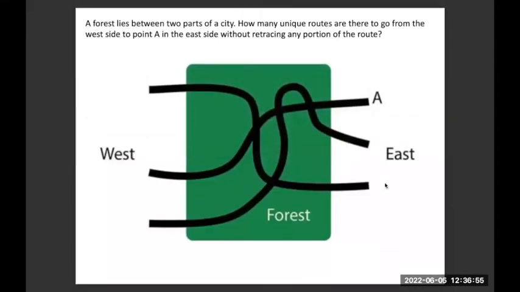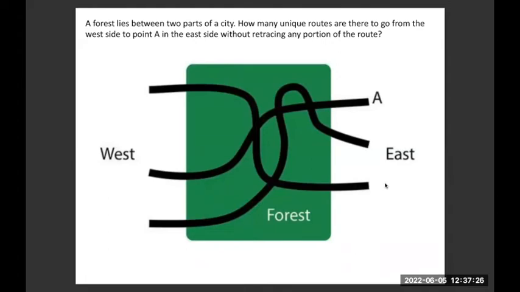Here you're given some map where black are the roads. There is a city on the west side and there's a city on the east side. And in between that you can see a green colored square patch, that is a forest. So in order to move from the city on the west to the city on the east, you have to pass through the forest, and then there are these different routes which you can take.